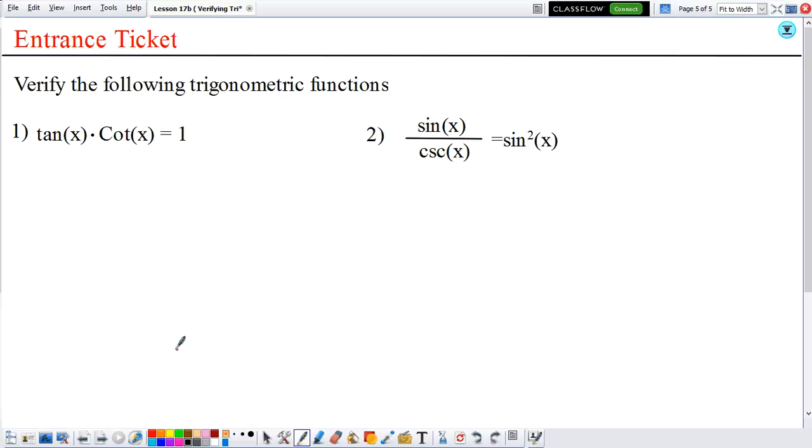Now here's your entrance ticket. Try to verify the following trigonometric functions, or equations, I will say.